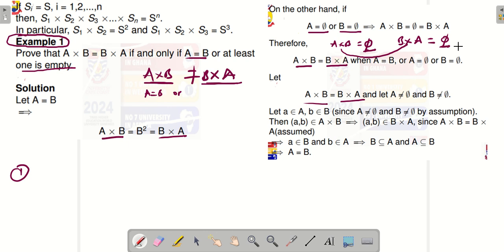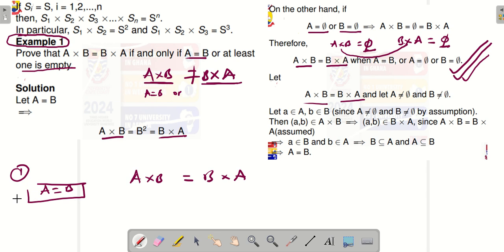Now we are done with the first part, where we are proving that one condition for A cross B to be equal to B cross A is when either A or B is an empty set. Now we are also supposed to prove that another condition for A cross B to be equal to B cross A is when A is equal to B. If A is equal to B, then we can also say that A cross B is equal to B cross A. So let us prove that.